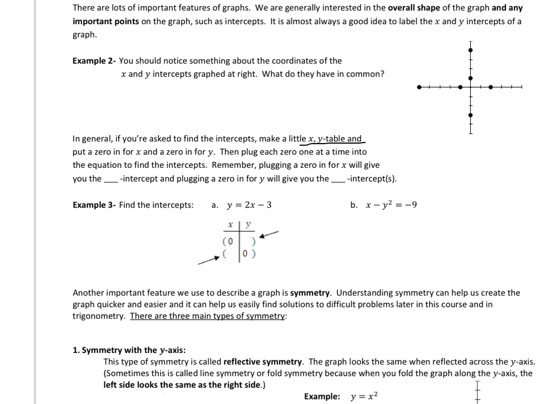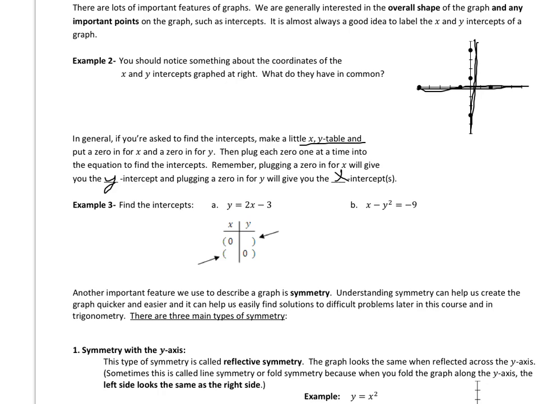Now plug in a 0 for X will give you which intercepts? The y-intercepts, right? Because if I'm on the y-axis here, okay, my x values are all 0. And the opposite's also true. If I'm on the x-axis, what are my y values? They're all 0, right? If I'm on the y-axis, my x values are all 0. Okay, so again, plugging in 0 for x will give you the y-intercepts. And plugging in 0 for y will give you the x-intercepts.